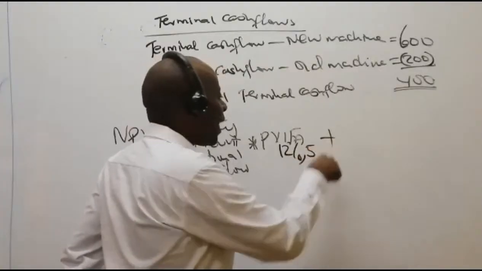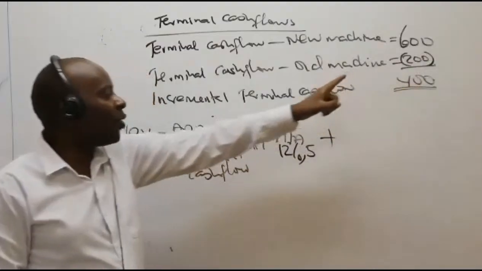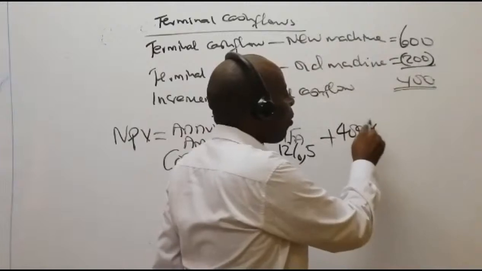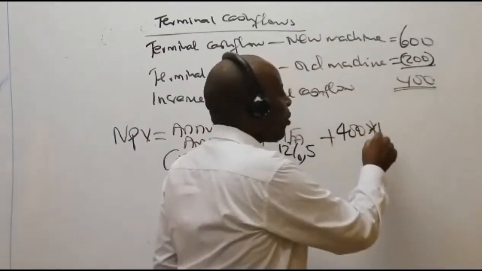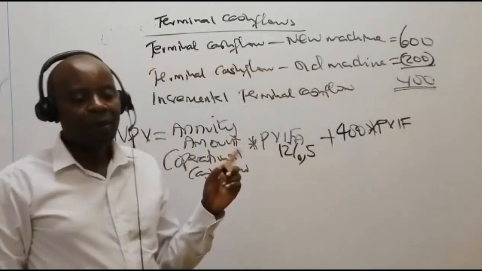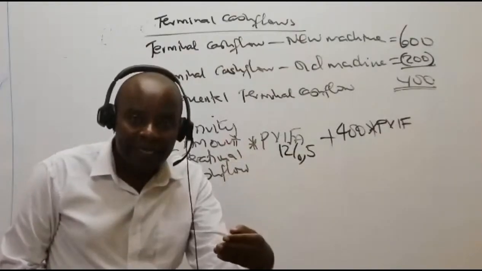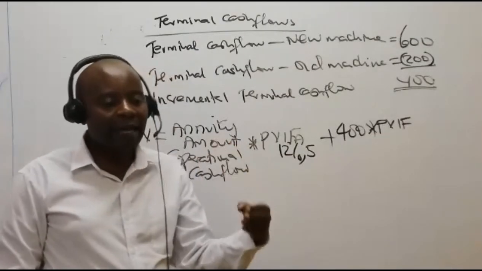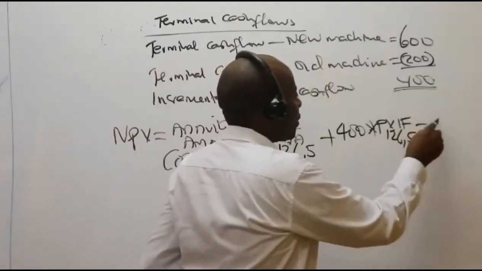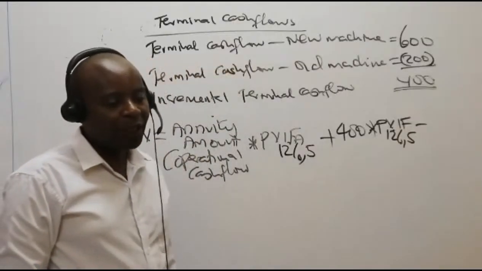Plus, there is this other cash flow when things come to an end. There is a terminal cash flow of 400, but because it's a one-off amount, we can only multiply it with PVF, the present value interest factor. It's a one-off amount, so you multiply it with PVF, with the same parameters: 12%, 5 years. And then at the end of the day, we'll come and subtract the initial outlay.